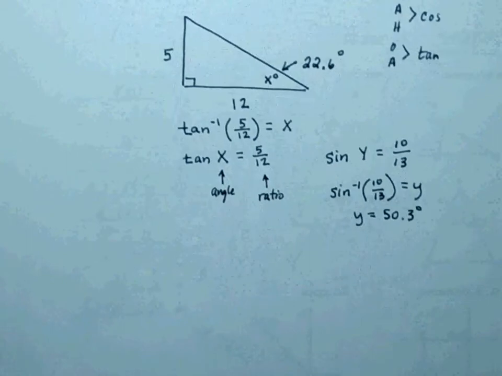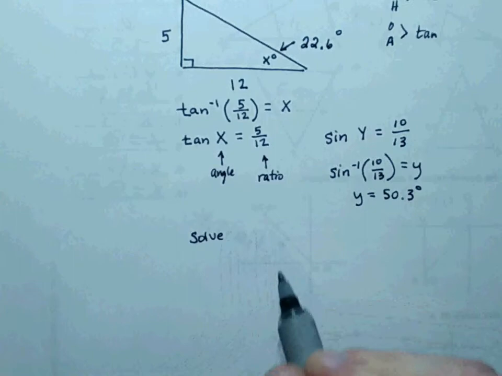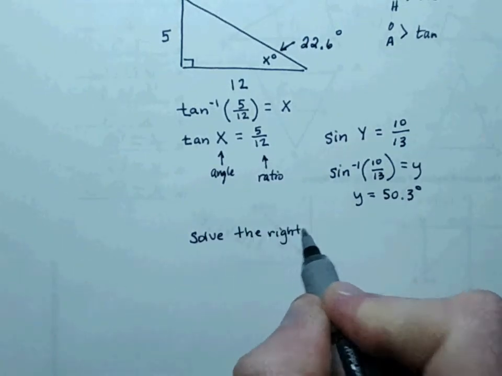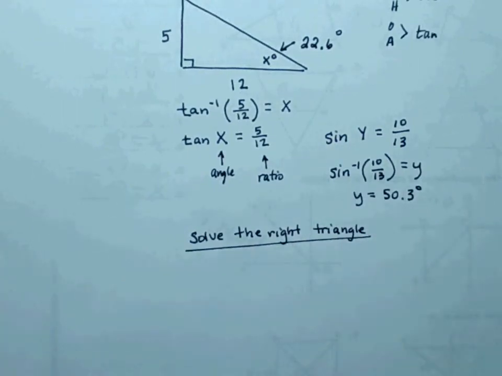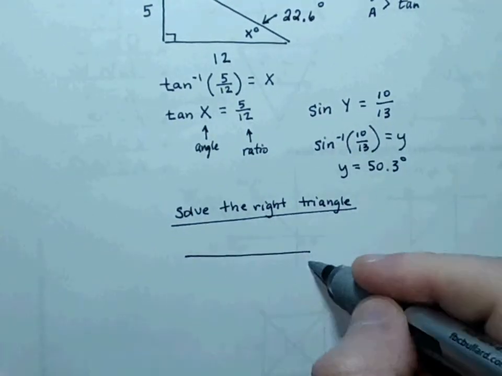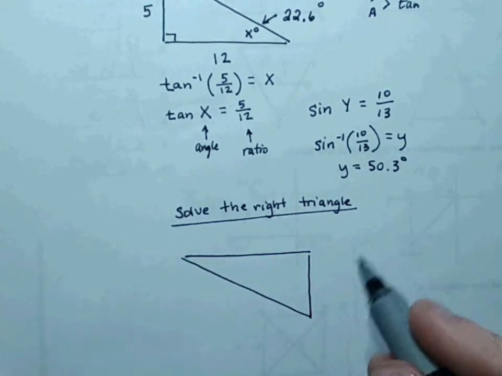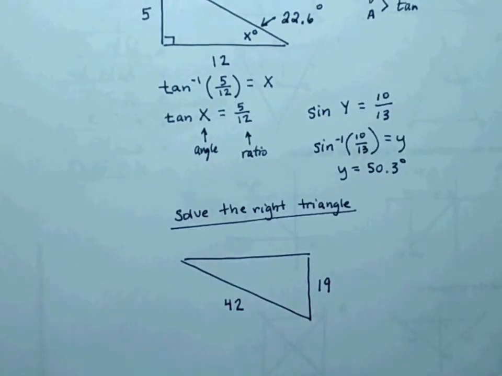Okay? So, quickly, you're going to be asked something like this. You'll be given directions that say, solve the right triangle. And you'll be given a triangle, maybe something that looks like this. This is 19. This is, let's say, 42, right?